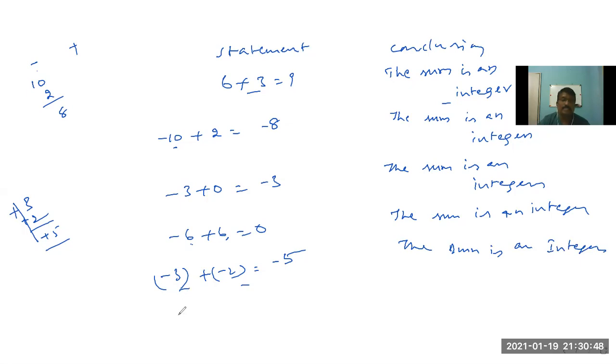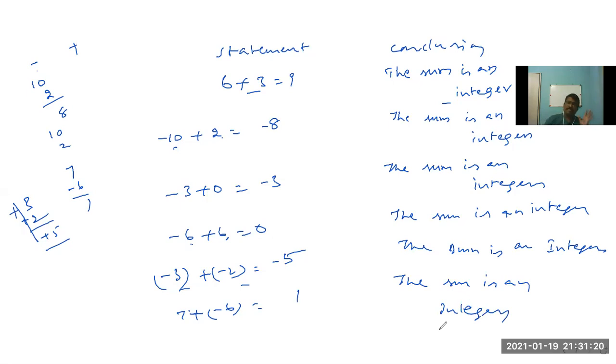Next, 7 plus minus 6. As usual, first we do 7 minus 6, which is 1. The bigger number has a plus sign, that's why we get a plus value. The sum is an integer.